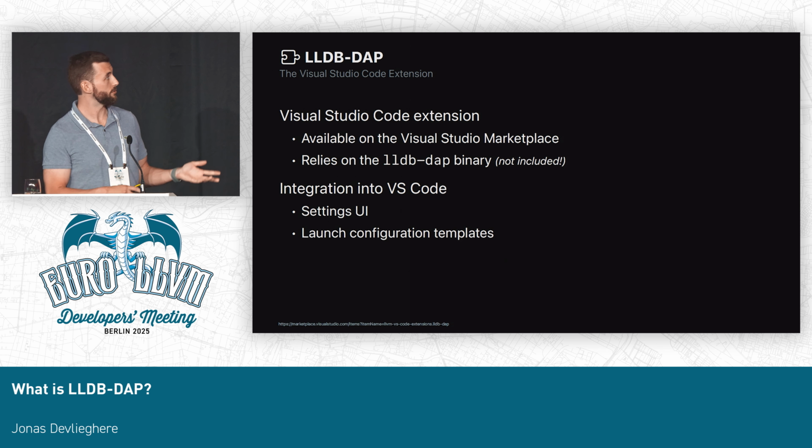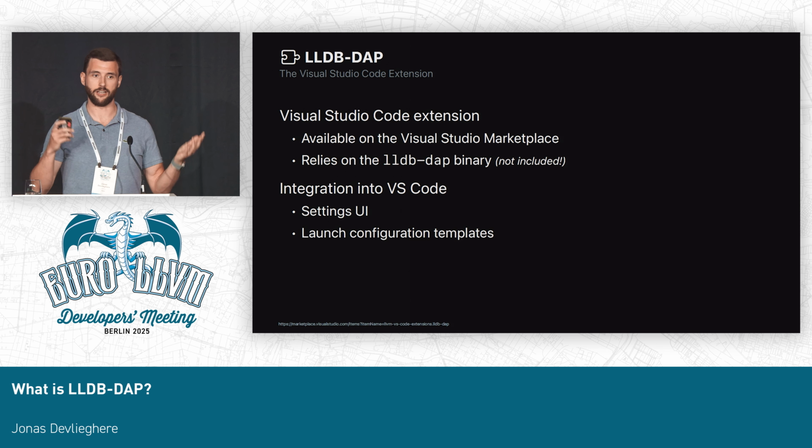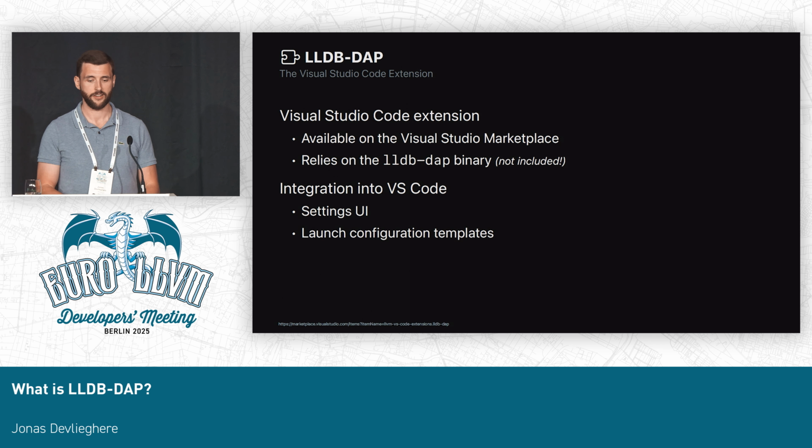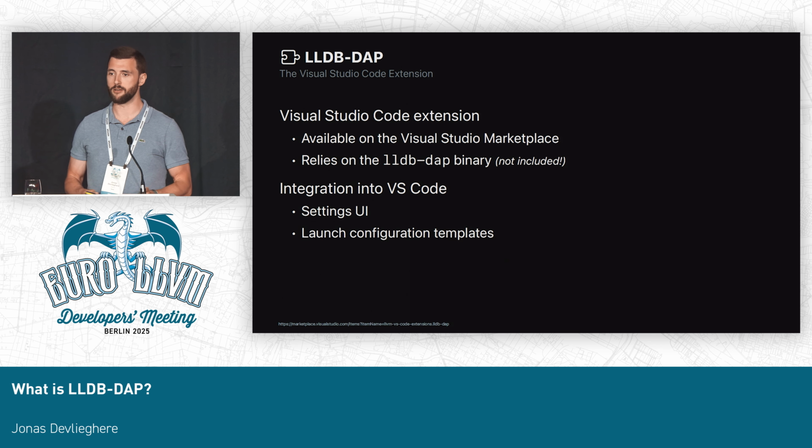If you're using Visual Studio Code, you want to download the LLDB-DAP extension, all uppercase. This extension is written in TypeScript, and it tells Visual Studio Code how to use the server. It provides a few nice extras. It has a settings UI where you can specify the path to lldb-dap. You can enable some options, and it has templates for launch configurations, which is how you tell Visual Studio Code how to launch or attach to something.